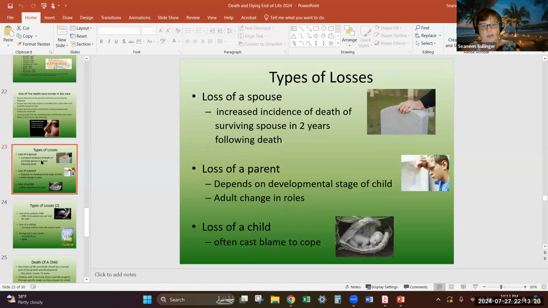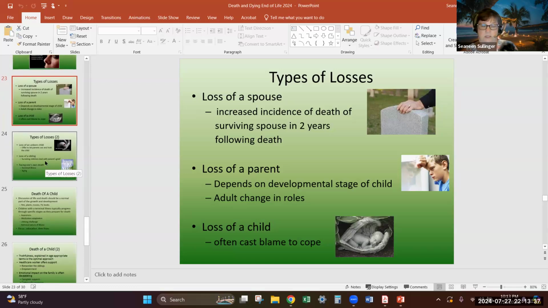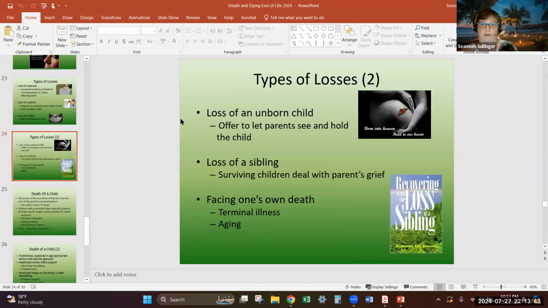So, different types of losses: loss of a spouse, where grief can last 2 years, though I see a lot of 6 months. Loss of a parent, loss of a child, with a lot of blame and guilt. I've not lost a child. I couldn't even imagine that. Many people have, and an unborn child.